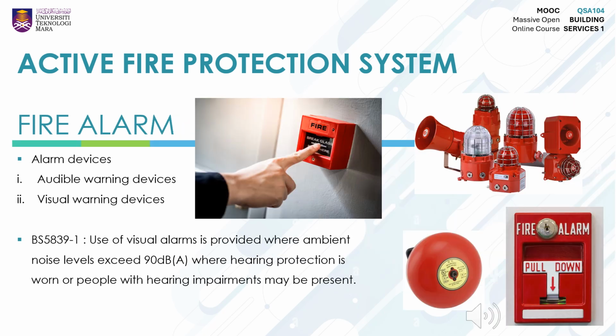Now let's take a look at fire alarm system. For alarm devices, it can be divided into audible warning devices and visual warning devices. Based on the BS 5839-1, it is stated that the use of visual alarms is provided where ambient noise levels exceed 90 decibel, where hearing protection is worn, or people with hearing impairments may be present.